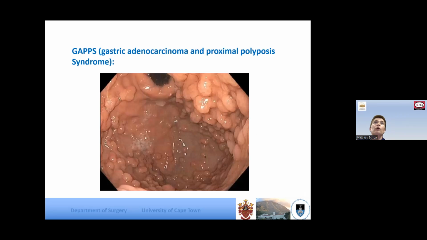This is just a picture of gastric adenoma and proximal polyposis syndrome, and that's just to show you that you can understand why people might confuse it with multiple fundic gland polyps. But this is a bad situation to be in, and in this case, we would recommend a prophylactic gastrectomy, as the chance for gastric cancer is incredibly high.